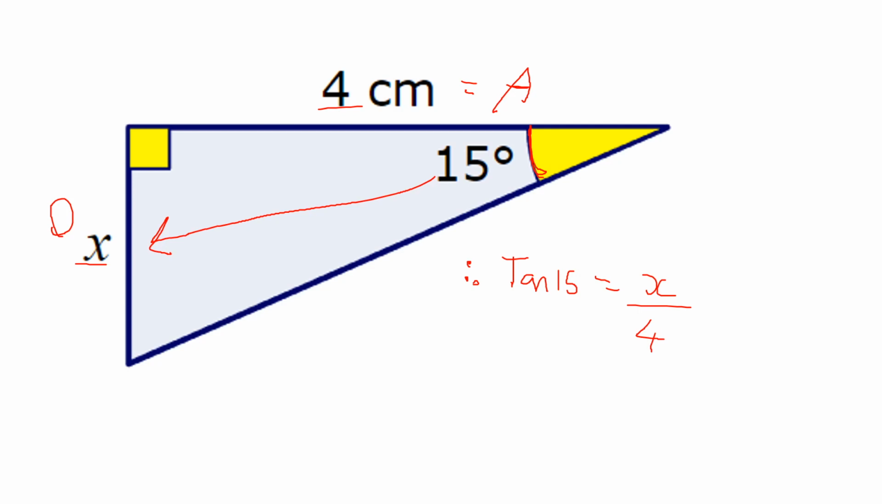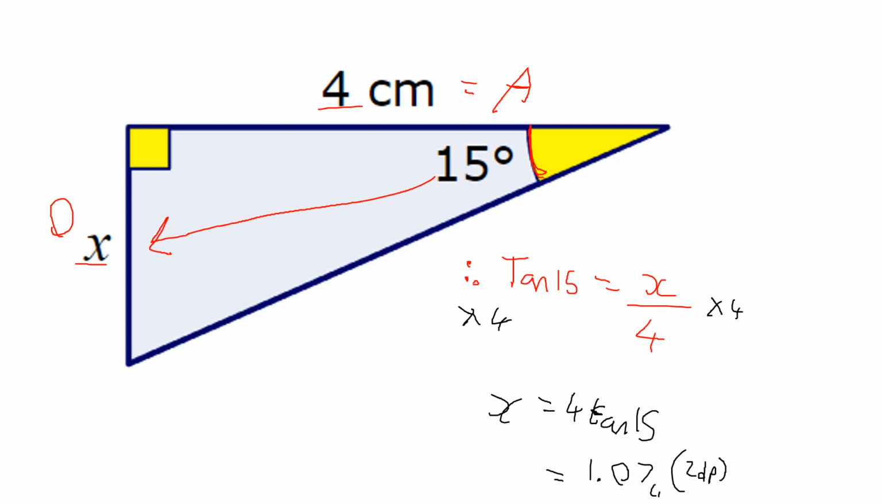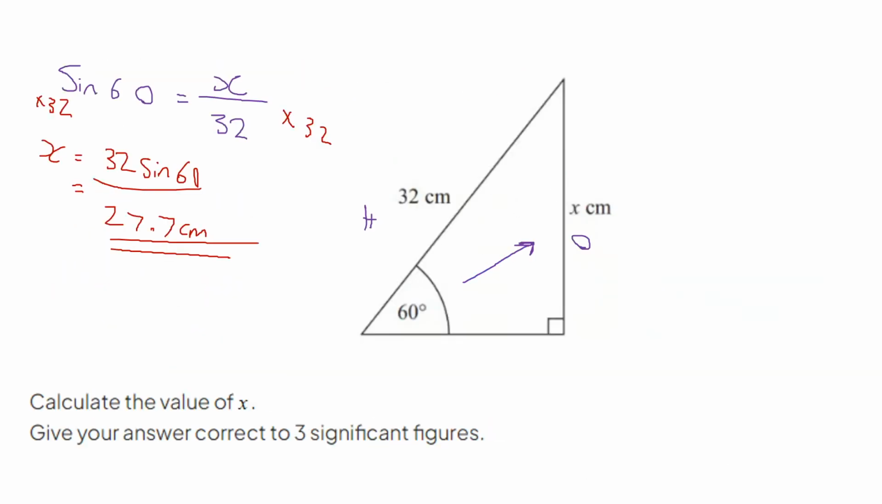So if we times both sides by 4, we get x is equal to 4 times tan 15. And 4 times tan 15 is equal to 1.07 to 2 decimal places. Also in centimeters. Okay, so now you know how to work out the sides.